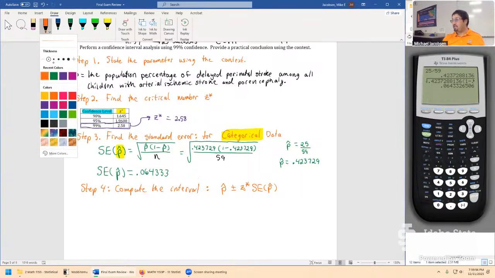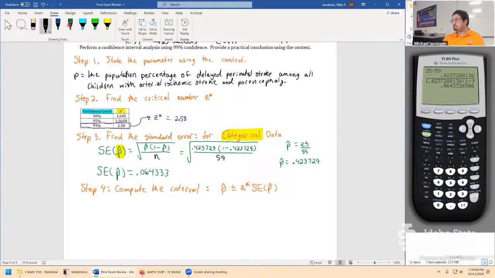Let's put it down on paper here. So first part, p hat, is 0.423729. Next part is add or subtract, then throw in critical number z star from step 2, 2.58. Multiply that number by standard error we found in step 3, 0.064333. Then we're just going to throw this in the calculator, and we have the parameter p contained in the middle.